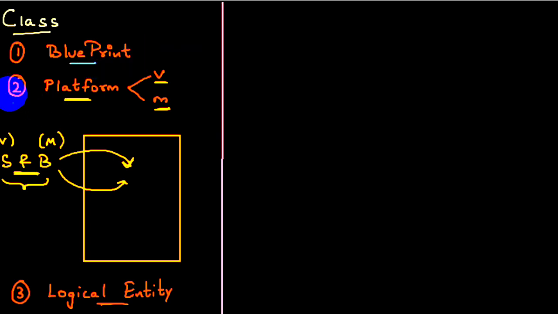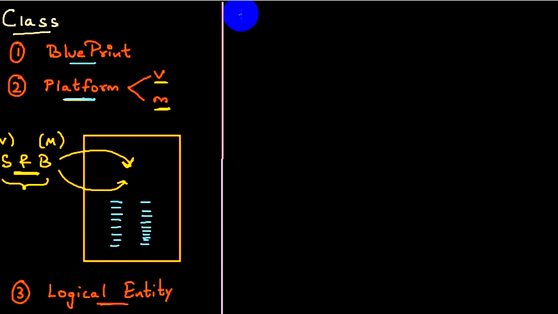Or in other words, if you don't like the first definition, it's a platform. Class is a platform wherein I can store the states and behaviors of an object, variables and methods of a particular object. If I have states and behaviors, I am storing them within the class. So it's a platform to dump everything. We also call it a logical entity, not a physical entity. So this is with respect to class.